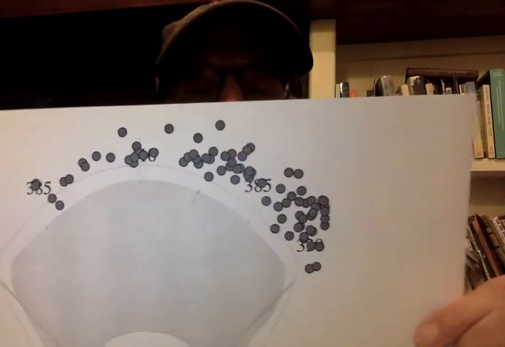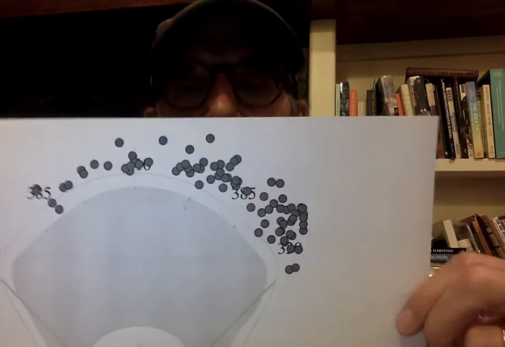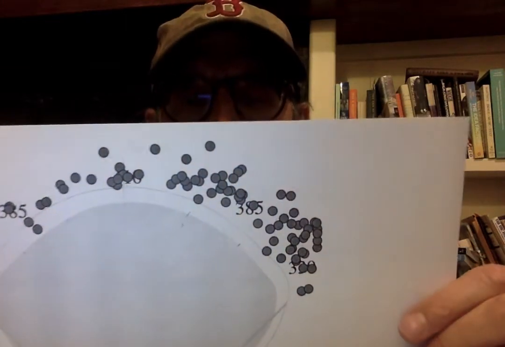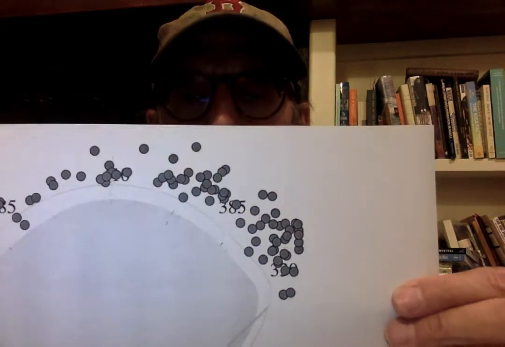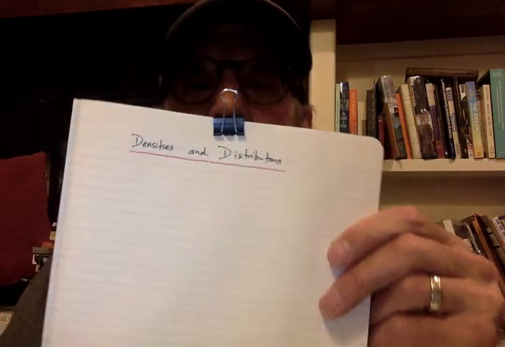And so, how can we get a mathematical handle on data like this and turn it maybe into something useful? What we're talking about here is kind of the theory of densities and distributions, and that's how we can handle this stuff. And so let's see what's going on.